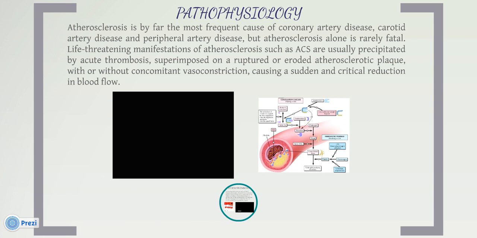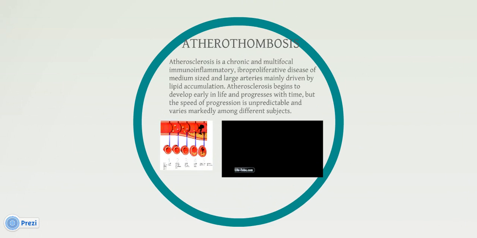Pathophysiology. Atherosclerosis is by far the most frequent cause of coronary artery disease, carotid artery disease, and peripheral artery disease, but atherosclerosis alone is rarely enough. Life-threatening manifestations of atherosclerosis, such as acute coronary syndrome, are usually precipitated by acute thrombosis, superimposed on a ruptured or eroded atherosclerotic plaque, with or without concomitant vasoconstriction, causing a sudden and critical reduction in blood flow.